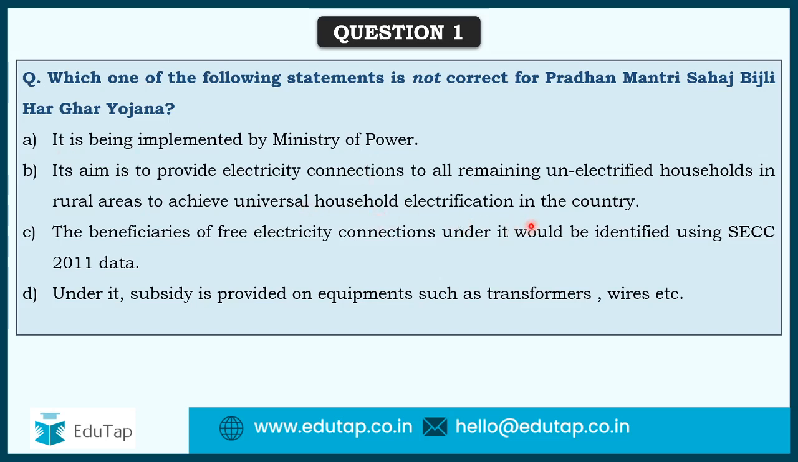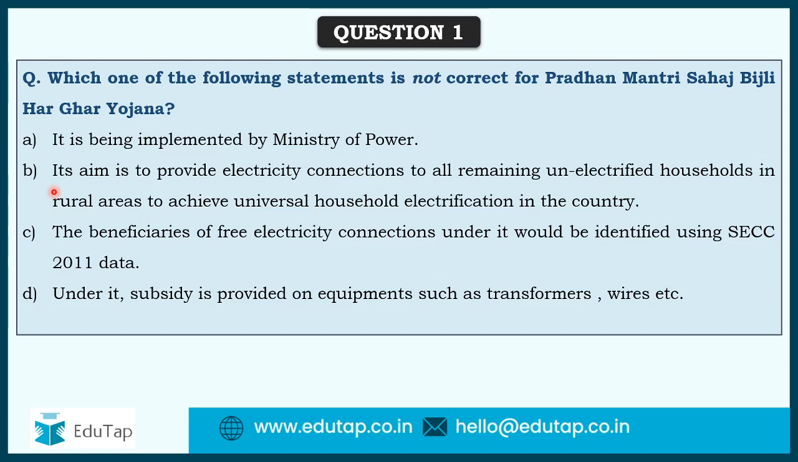Now, if you read this statement properly, you will find some ambiguity. Are you able to find it? See, it says universal household electrification. How can one achieve universal household electrification if only the unelectrified households of rural areas are catered? Fine. So there is something off here. We'll keep this option B here. I'll not mark it as correct. I'll move to option C.